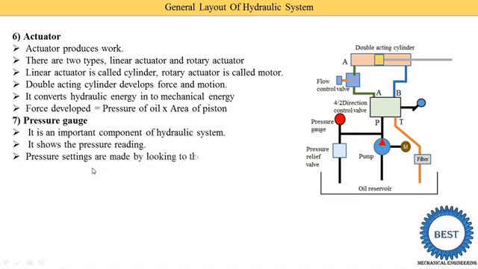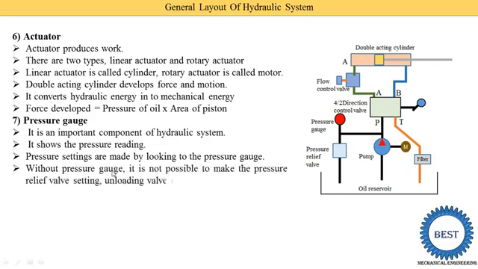So pressure settings are made by looking at the pressure gauge. Without a pressure gauge, it is not possible to make the pressure relief valve setting and the unloading valve settings. So without a pressure gauge, the pressure relief valve does not operate, because the pressure relief valve requires sensing of the pressure, and this sensing is done by using the pressure gauge. That's why the pressure gauge is most important.